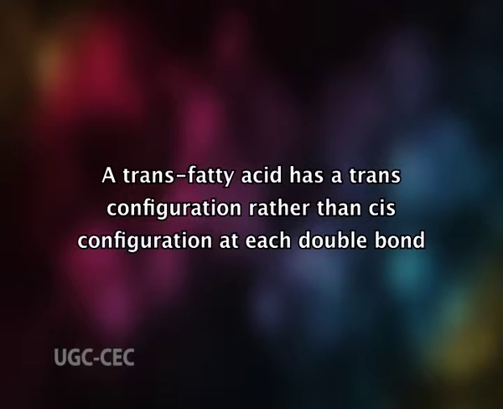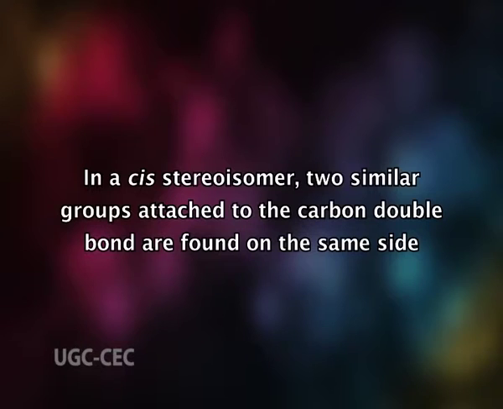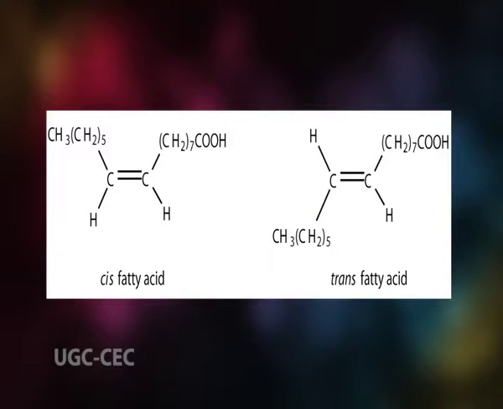Naturally occurring fatty acids have cis bonds. Trans fatty acids are created artificially using a process called hydrogenation. A trans fatty acid has a trans configuration rather than a cis configuration at each double bond. This causes the molecule to straighten. These two stereoisomers can be distinguished in the following way. In a cis stereoisomer, two similar groups attached to the carbons of the double bond are found on the same side, whereas in a trans stereoisomer, two similar groups attached to the carbons of the double bond are found on opposite sides.